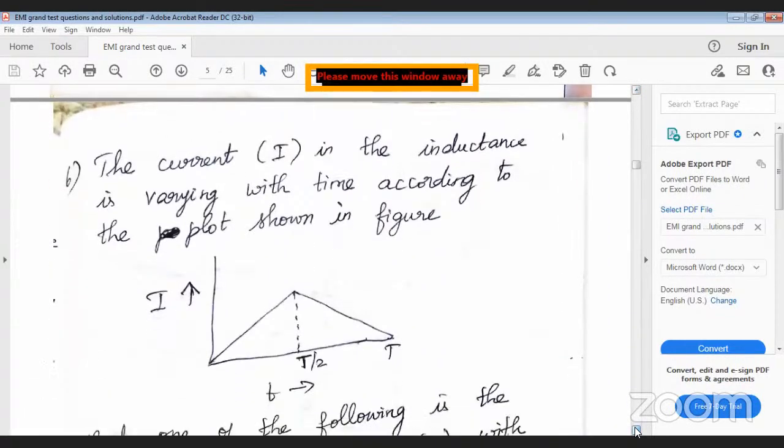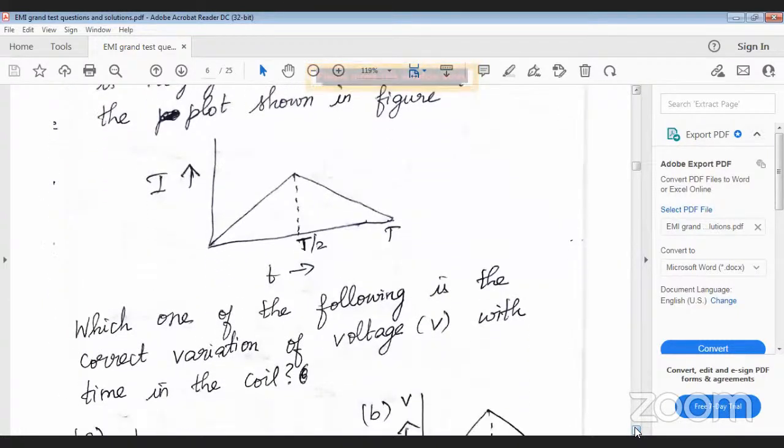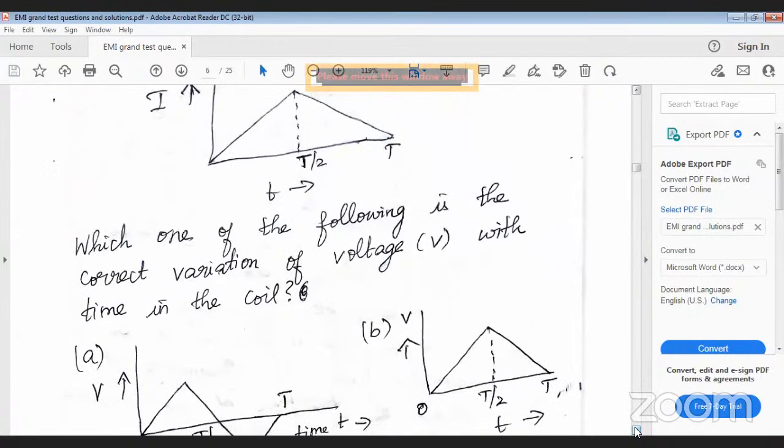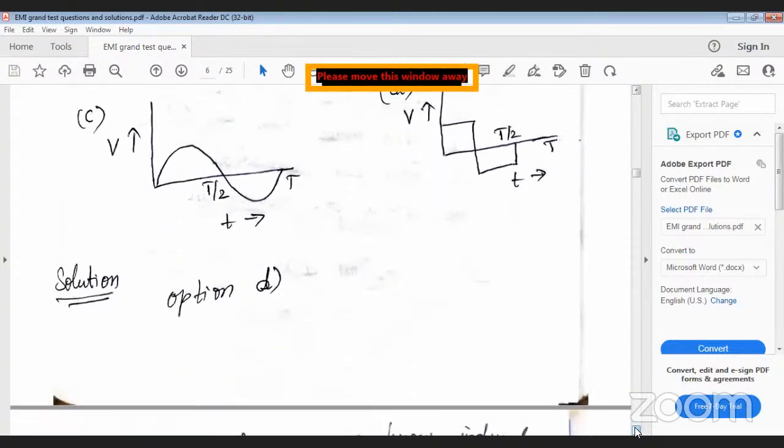And question number 6: you can see the current I in the inductance is varying with time according to the plot shown in the figure. The variation of current with respect to time has been given for an inductance. We need to find the correct variation of voltage with respect to time. Voltage means the EMF.